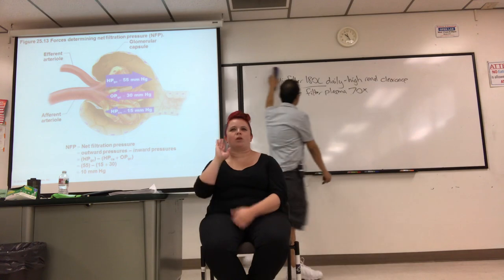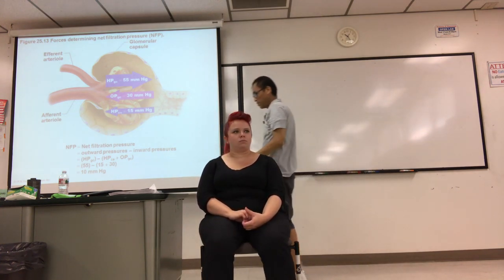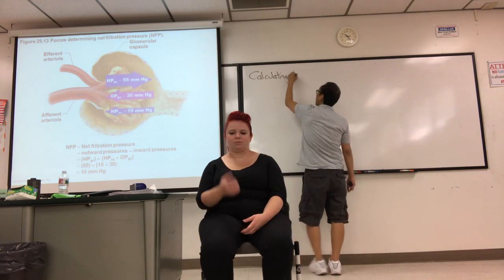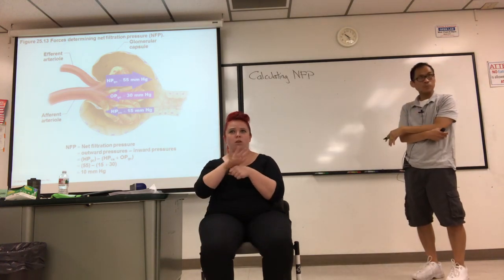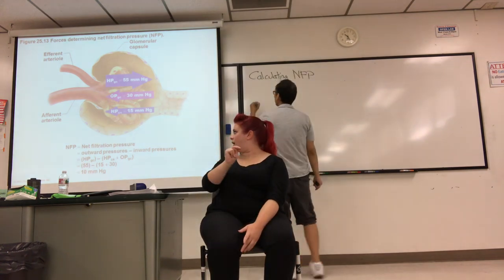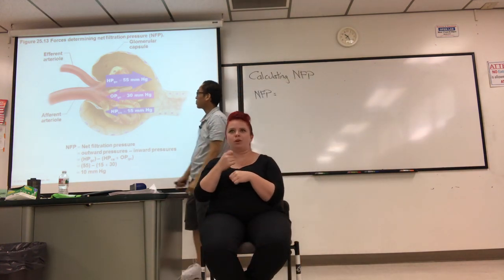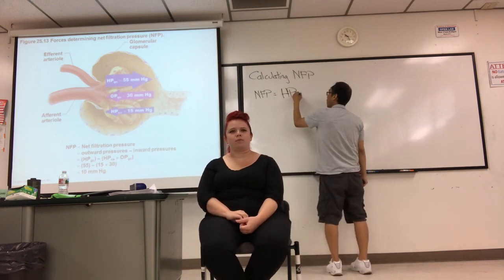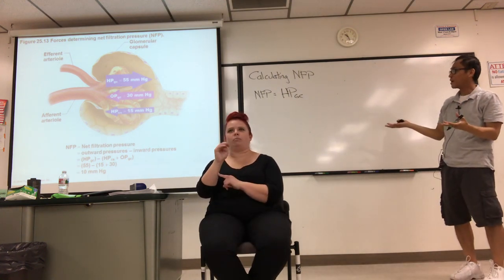I've got to give you some numbers. Calculating NFP, the net filtration pressure: as long as that's big enough, you'll push fluids through and generate the proper amount of filtrate. The equation is given down here. NFP equals the outward pressures minus the inward pressures. You have one big outward pressure, the hydrostatic pressure, HPGC, the hydrostatic pressure in the glomerular capillaries. And they put a number to it. It's like 55.